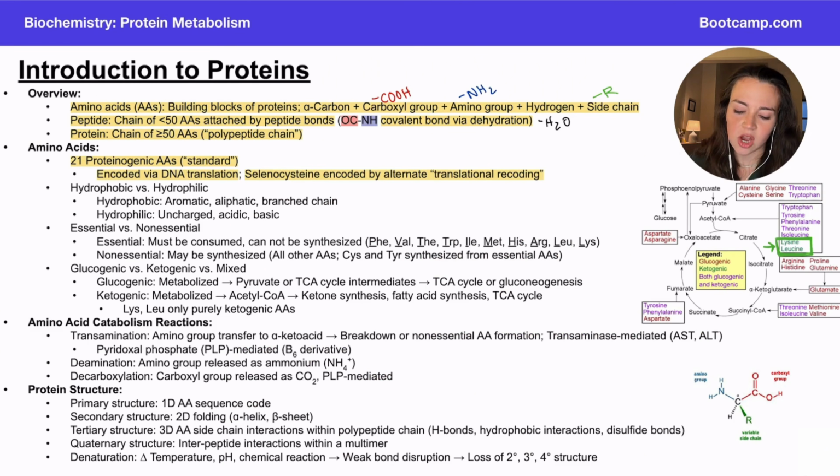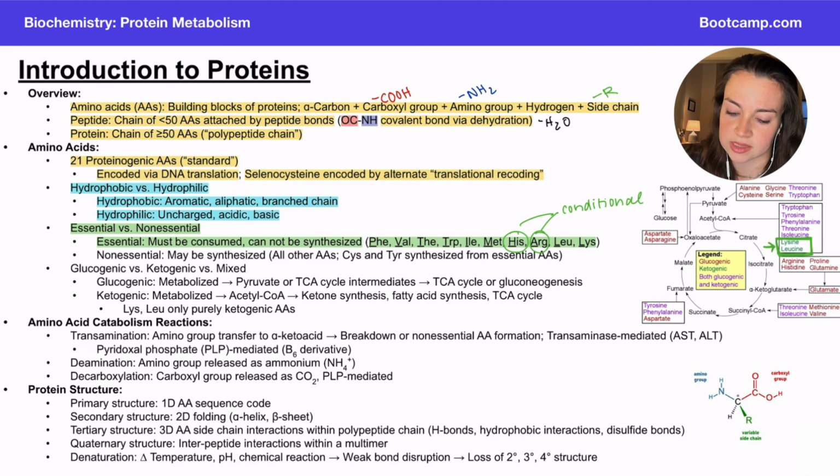So back to the outline here, we talked about the different ways to categorize amino acids. First were the hydrophobic versus hydrophilic categories. The hydrophobic ones, remember, we had aromatic, aliphatic, and branched chain. And then for the hydrophilic amino acids, we had our uncharged, and then our acidic and our basic amino acids. Our next category grouping were the essential versus the non-essential amino acids. Remember, the essential amino acids had to be consumed and could not be synthesized. We had our Private Tim Hall mnemonic to help us remember those, with the understanding that these 2 were conditionally essential in times of stress. That was compared to all of the rest of the amino acids, which were non-essential.